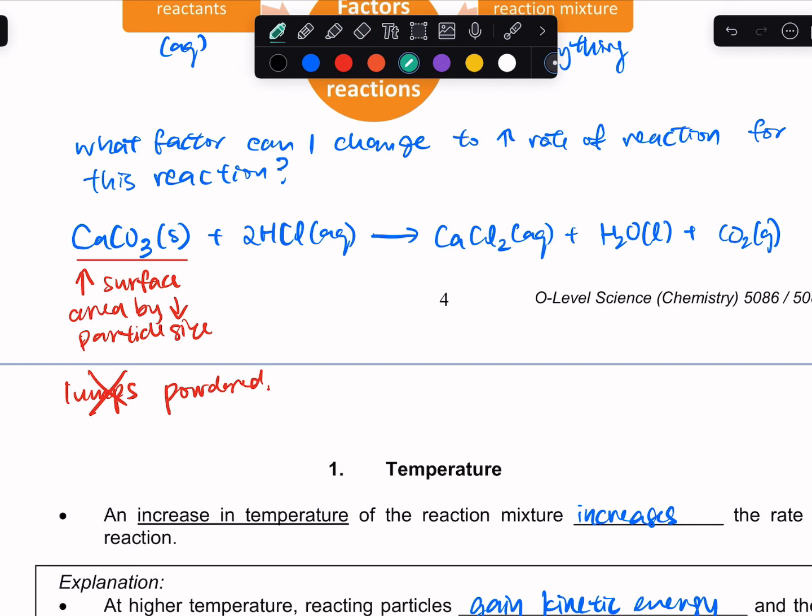Okay, next, I have HCl, which is in aqueous state. So I know I can also increase the concentration of HCl used. Then of course we have temperature, which will work for all reactions. Okay, increase the temperature, which will increase rate of reaction for any reactions.